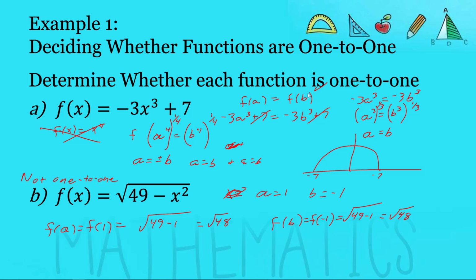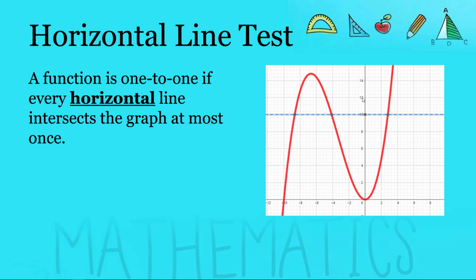So this approach for determining whether or not a function is 1-to-1 is a little more difficult, but really isn't all that bad. Of course, the best way to determine whether a function is 1-to-1 is basically to look at the graph. And once again, if the graph shows that different values of x produce the same value of y, then it's not 1-to-1. And of course, that also corresponds to what's called the horizontal line test.